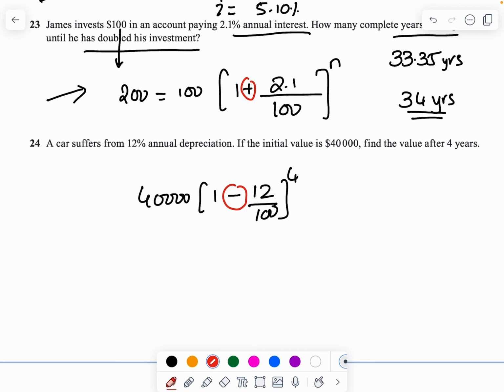So we take the calculator and find it out. What is this? 40,000 times 1 minus 0.12. 12 upon 100 means 0.12, to the power of 4. When I do that, I'll be getting 23,987.8144, which is approximately equal to $24,000. That's going to be the answer.